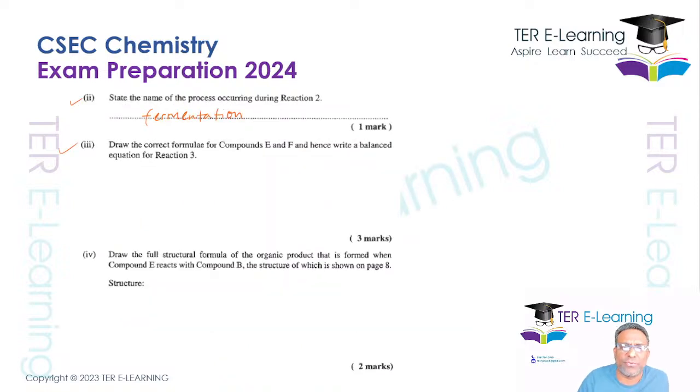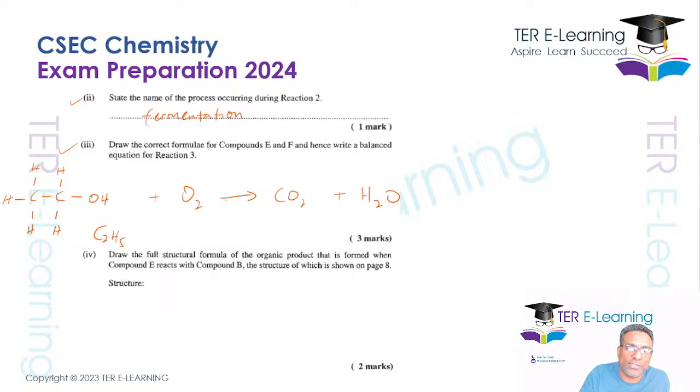They said draw the correct formula. So ethanol, I'm just going to draw ethanol. So this is ethanol, and it's combustion we're talking about here. So plus O2. When you have combustion taking place here, there are two products. You're going to get carbon dioxide plus H2O. Those are the two products here. So the ethanol is C2H5OH.